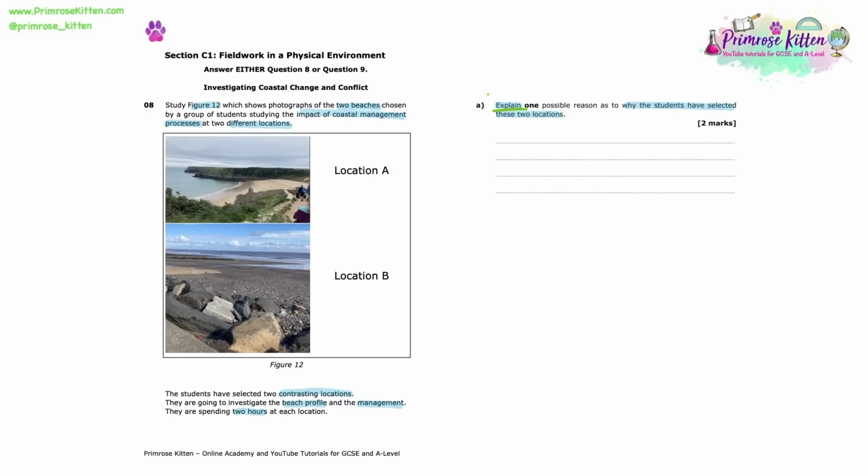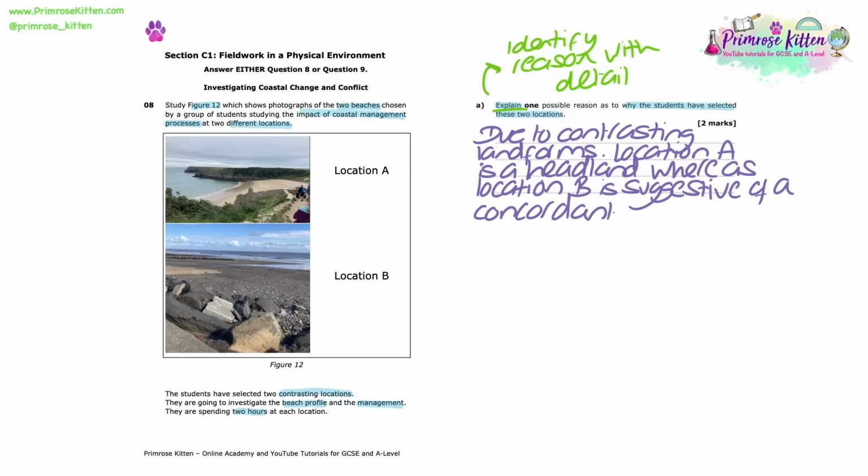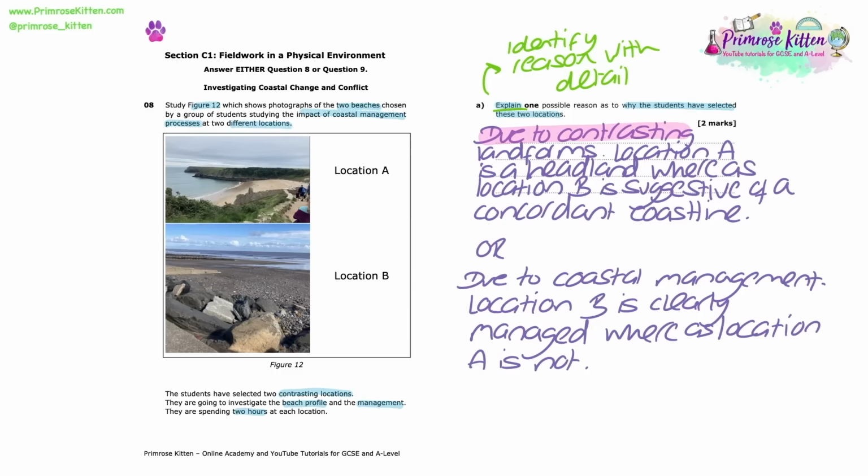This question requires you to first of all identify a reason and then provide some supporting detail. Possible responses might include that it is due to contrasting landforms. Location A is a headland, whereas location B is suggestive of a concordant coastline. Or it might be due to coastal management. Location B is clearly managed, whereas location A is not. Both these responses would be awarded 2 marks, as they identify a reason and then provide supporting detail from the locations.